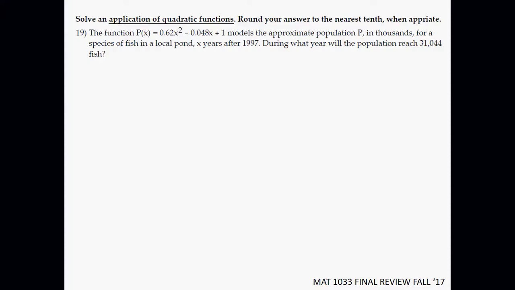Question number 19. The function p of x equals 0.62x squared minus 0.0448x plus 1 models the approximate population p, in thousands, of a species of fish in a local pond, x years after 1997. During what year will the population reach 31,044 fish? This is from chapter 6.